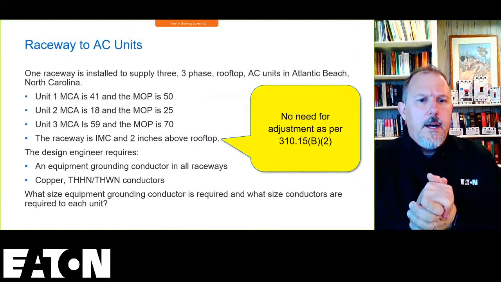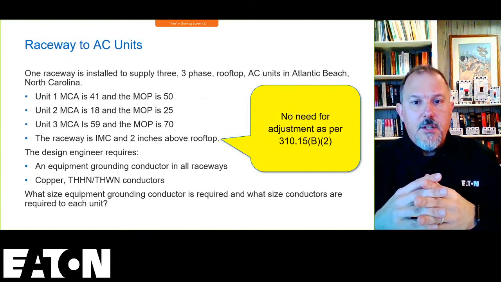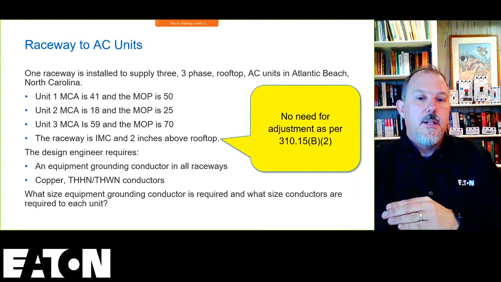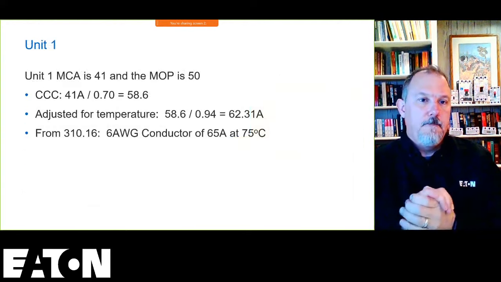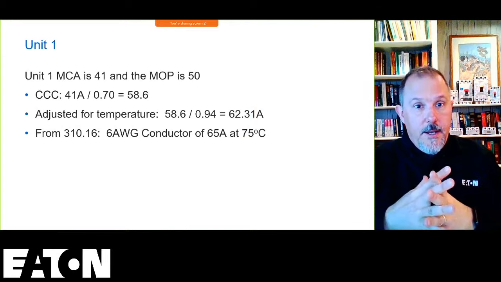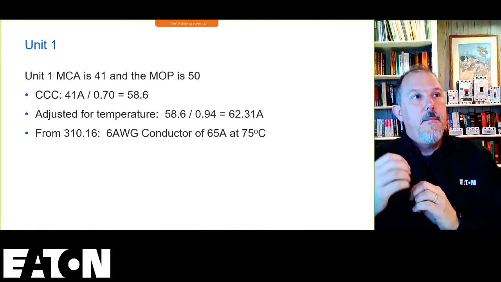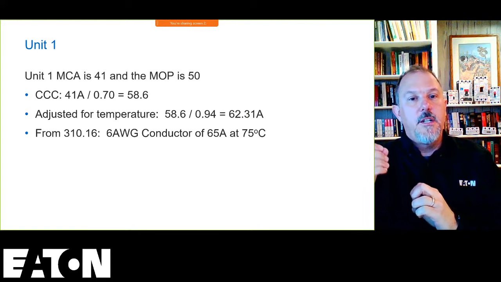Okay, so now a roof, no need to adjust for 310.15(B)(2) for that reason, that I'm not less than 7/8 of an inch. So unit one has a minimum circuit ampacity of 41 and a maximum overcurrent protection of 50.